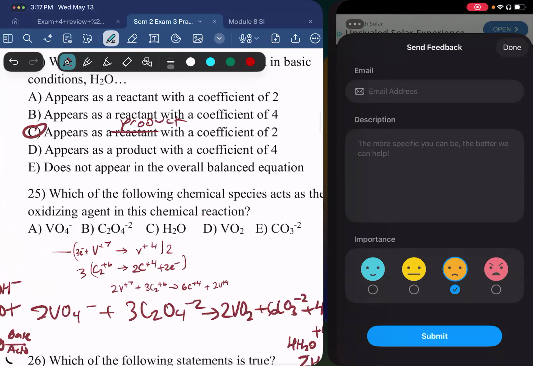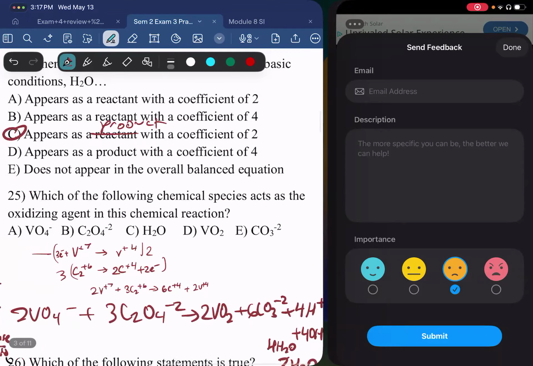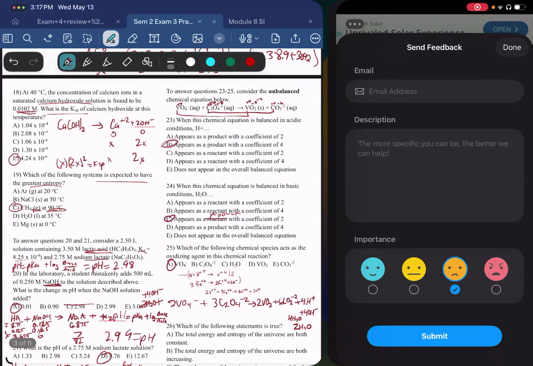What's the oxidizing agent? Oxidizing agent is the thing that's being reduced. And so in this case, it's VO4 minus. So that's choice A. So is there any questions regarding these 3 questions?